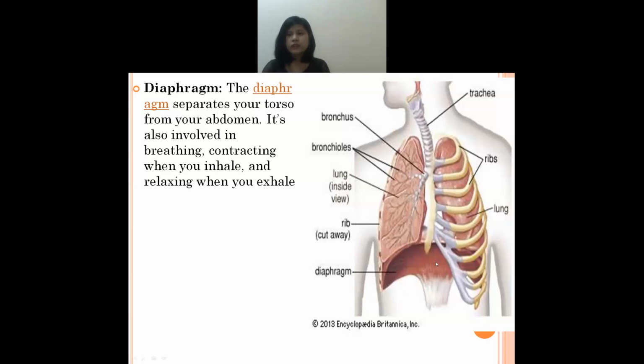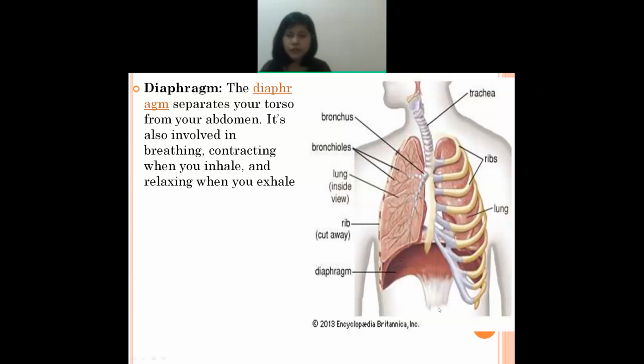I'll repeat again. This is your diaphragm, and it separates your torso from your abdomen. Torso means the upper part, and your abdomen is the downside. The diaphragm lies in the middle. And this diaphragm helps in contraction, when you breathe in and when you breathe out. At that time, the diaphragm is responsible. They help you in that.